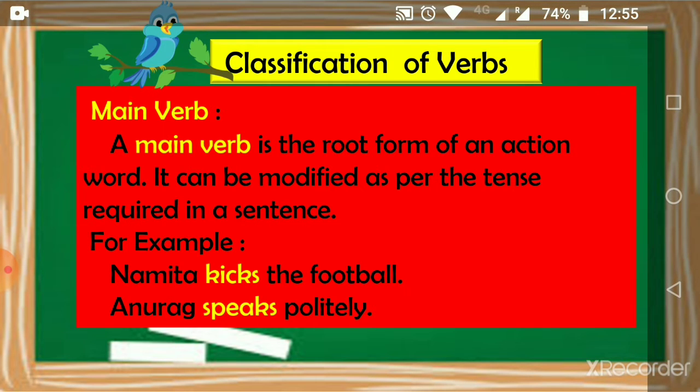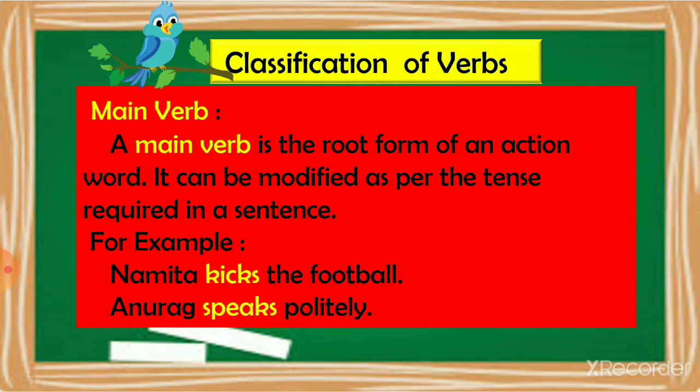So, verbs can be further classified as principal or main verb. A main verb is the root form of an action word. It can be modified as per the tense required in the sentence. It alone makes a sentence complete and meaningful, right? For example, Namita kicks the football. Anurag speaks politely. Now, here kicks and speaks are the examples of main verbs.